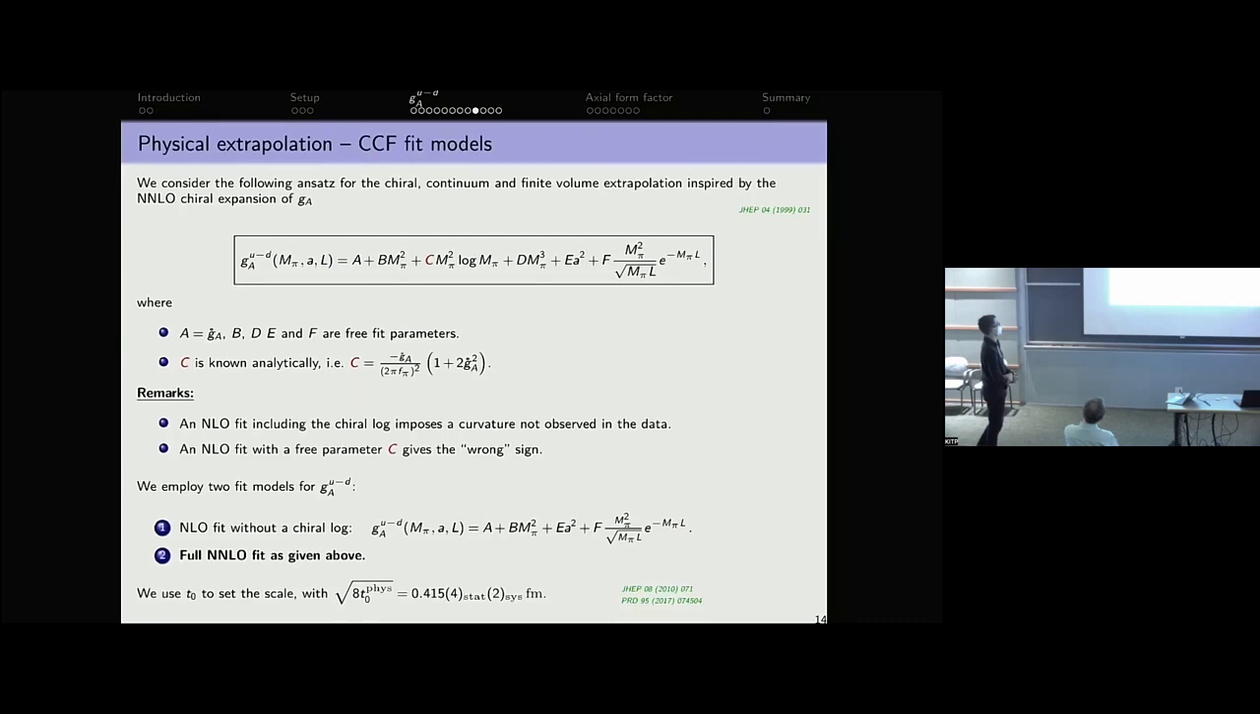However, this has in principle also been said before. If you were to try just the next-to-leading-order fit including the chiral log, what you find is that this fit model imposes a curvature that's not actually observed in our data. In fact, if you were to do this next-to-leading-order fit with a free parameter C, you even end up with the wrong sign for that chiral log. So this led us to consider the following two fit models. Either we do a next-to-leading-order fit without this chiral log, or we just fit the full model as shown above.